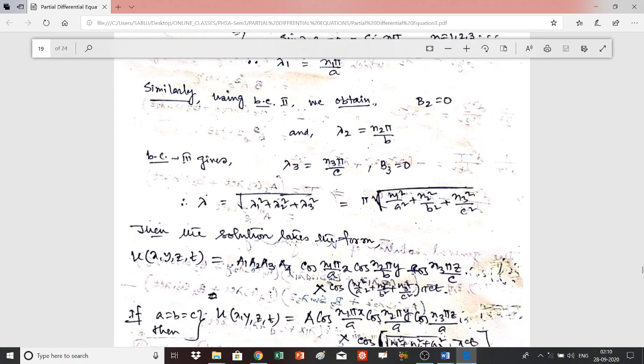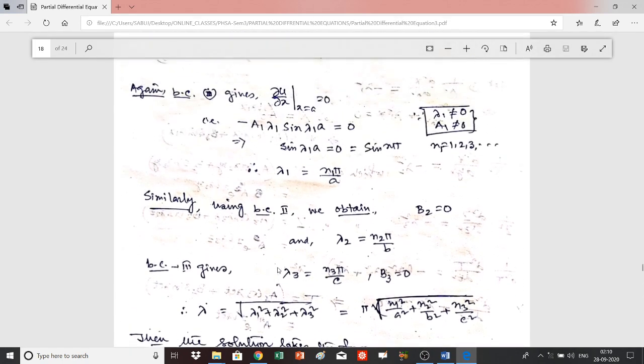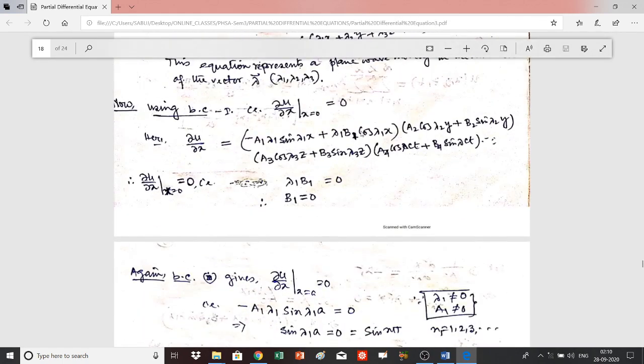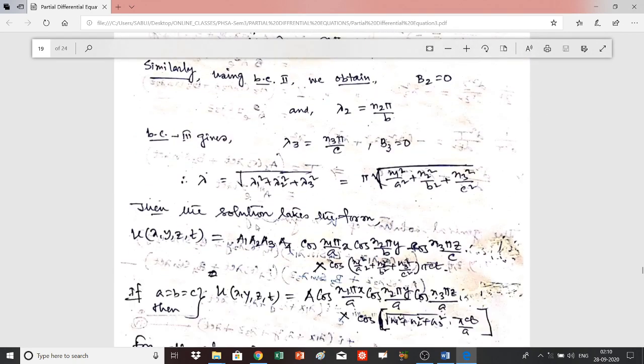Just substitute different values of lambdas in this expression. So then the solution takes the form u(x, y, z, t) equal to, that is here. The term including this is not there, so only the terms multiplying all these things remain. That is a1, a2, a3, a4 cos n1 pi x by a, cos n2 pi y by b, cos n3 pi z by c. Then cos of the square root of n1 square by a square plus n2 square by b square plus n3 square by c square, into pi ct. Okay, it's pi ct. This c and this c are not the same.